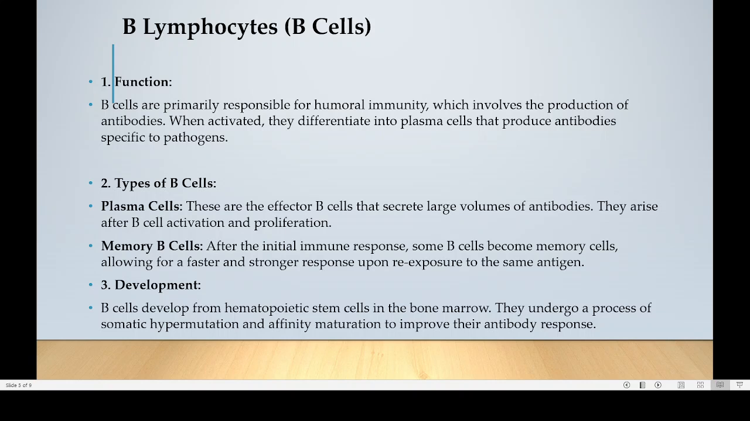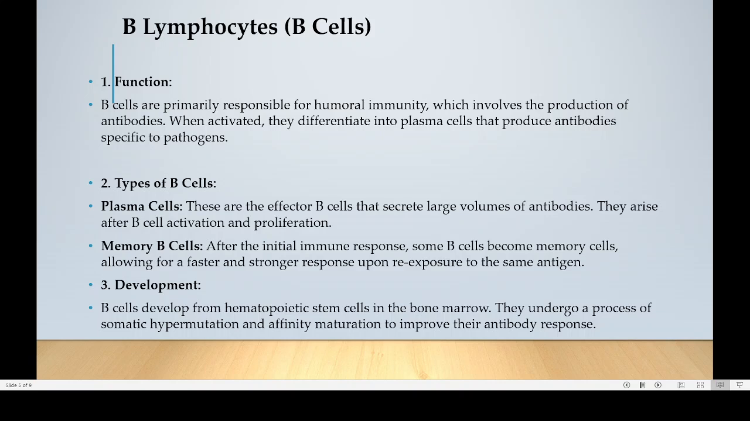Now here you can see two types of B cell. One is plasma cell, other is memory B cell. These are the effector B cell that secrete large volume of antibody. They arise after B cell activation and proliferation. So for example, when B cells are activated or stimulated, many of the B cell will be converted into plasma cell, and this plasma cell will be producing the antibodies in large number. Second differentiation is into memory B cell.